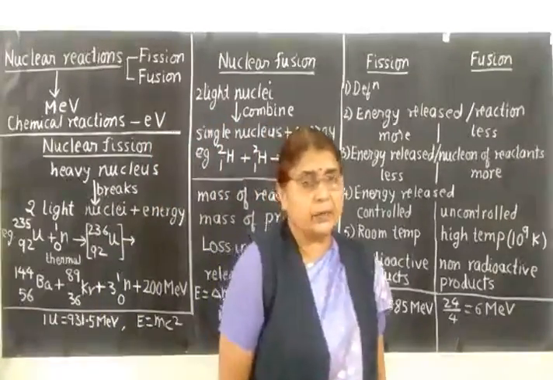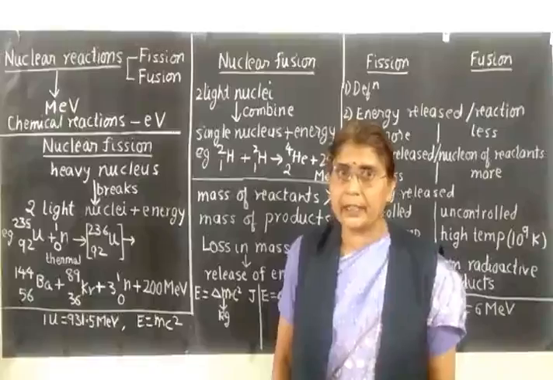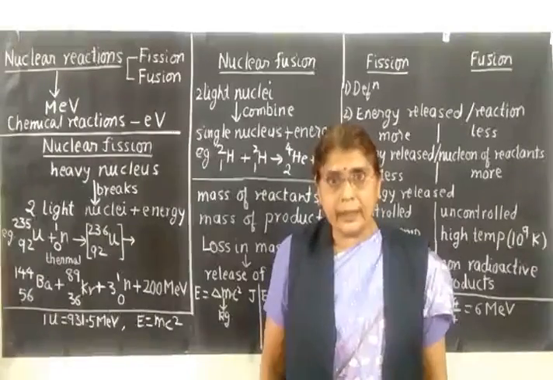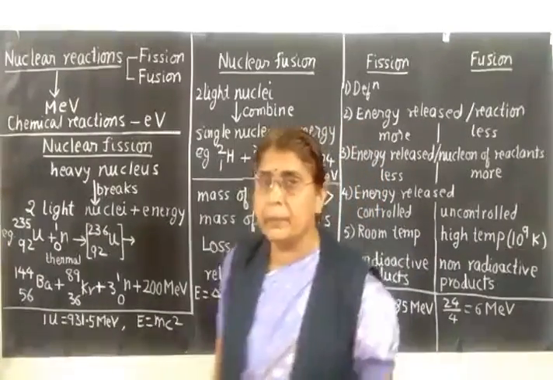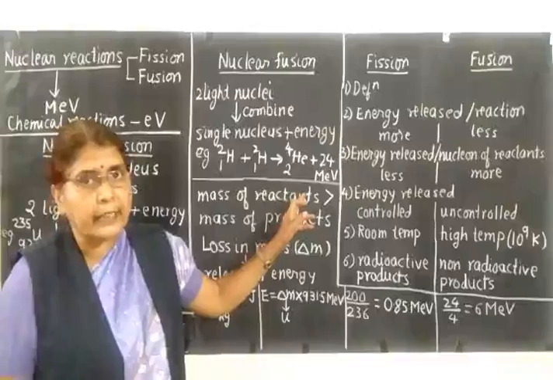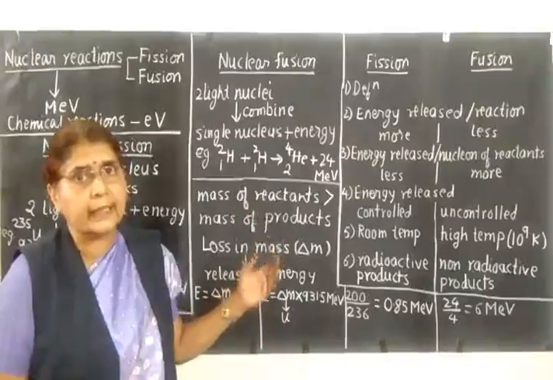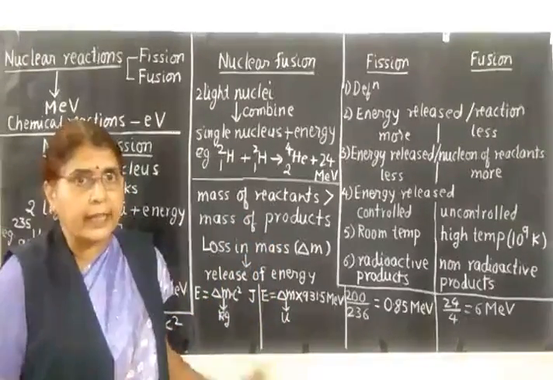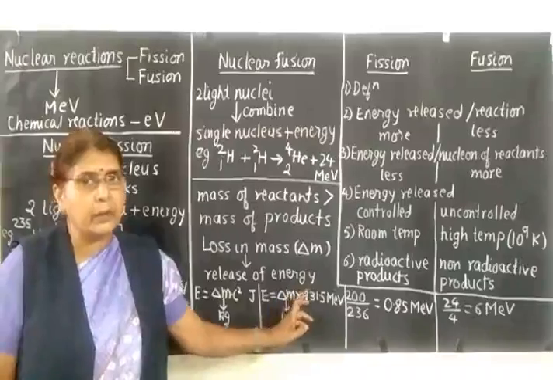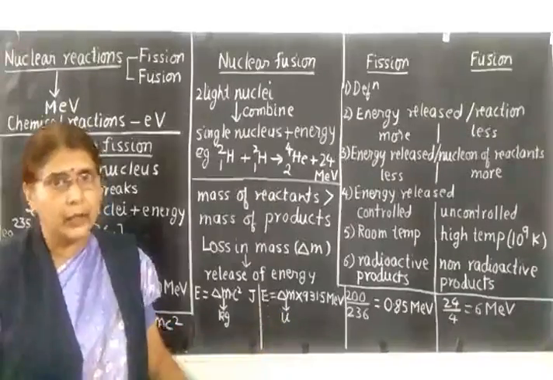So let us summarize what we have done now. First, we have defined two types of nuclear reactions, one is fission, another is fusion. And we have seen that in both the reactions a large amount of energy is released, because when the reaction takes place, it is found that the mass of the reactants is greater than the mass of the products. So there is a certain loss in mass, and because of the loss in mass, energy is released in both the reactions. So you can calculate the energy released in the reactions using the formula E equals delta M into 931.5 MeV, where delta M is the loss in mass expressed in u.